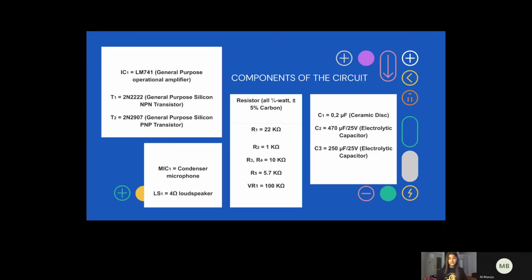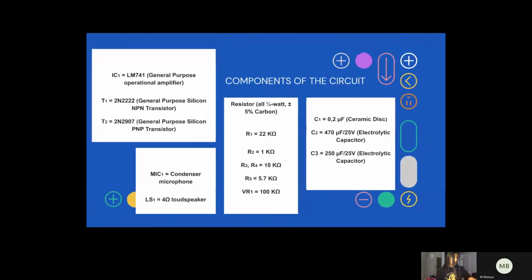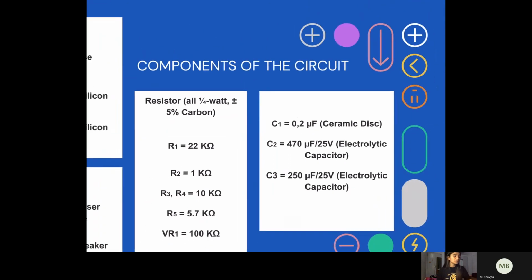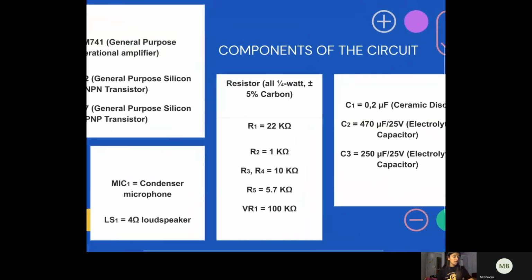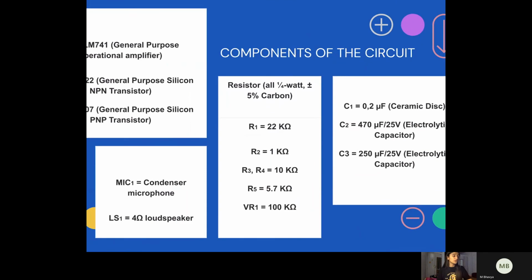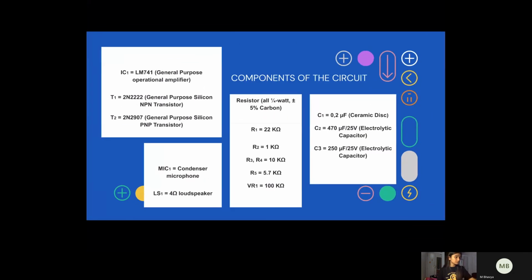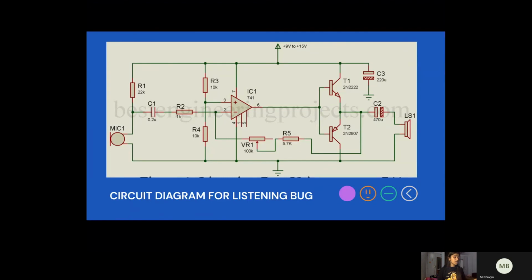These are some of the practical values which I got while I was researching on this topic. We can see that the capacitors used in this circuit are of various types. C1 is of the ceramic type, C2 and C3 are electrolytic type. The resistors which we used were of the order of kilo ohms. We used a condenser microphone, and the loudspeaker which we used was a 4 ohm loudspeaker. So this was how the listening bug functioned. Thank you.